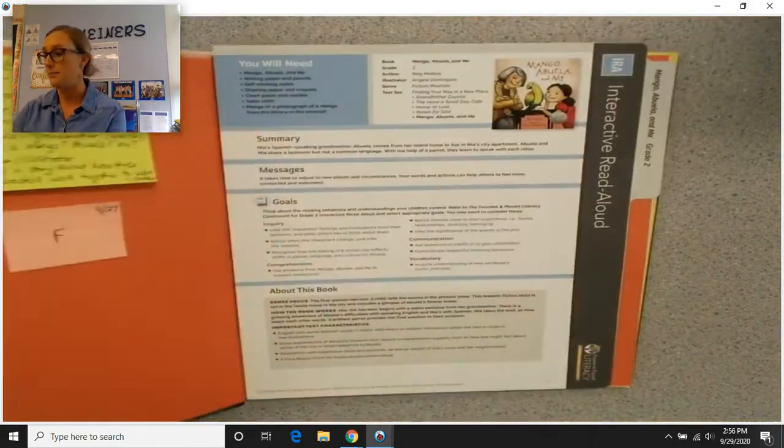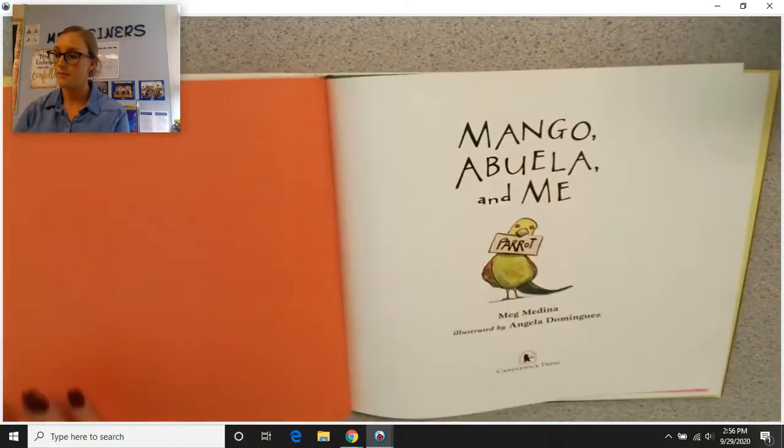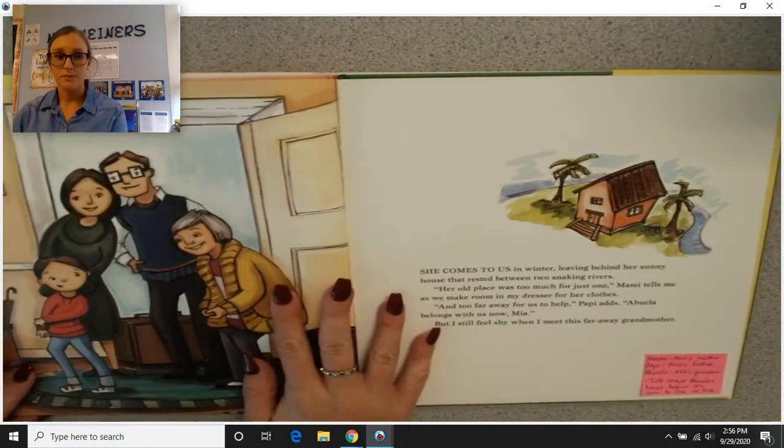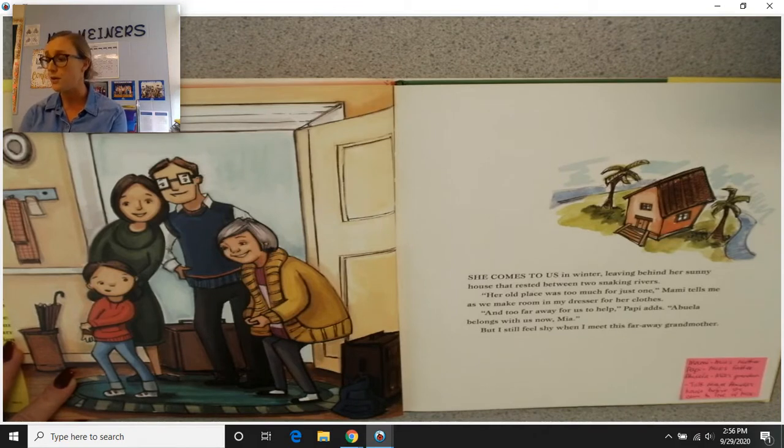Mango, Abuela, and Me. She comes to us in winter, leaving behind her sunny house that rested between two snaking rivers. Her old place was too much for just one, Mami tells me, as we make room in my dresser for her clothes. And too far away for us to help, Papi adds. Abuela belongs with us now, Mia. But I still feel shy when I meet this far away grandmother.